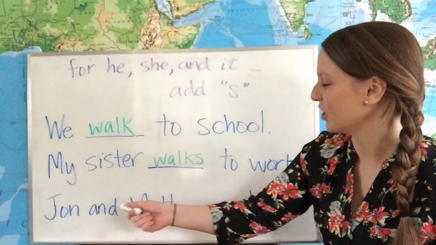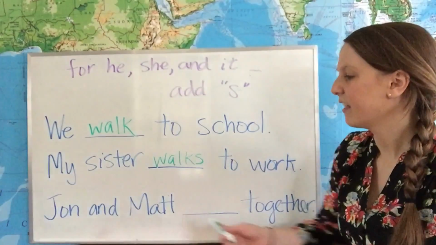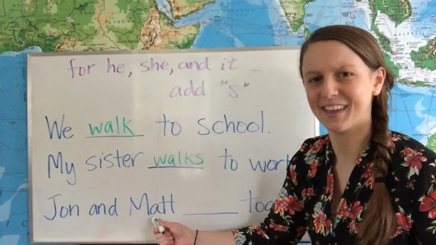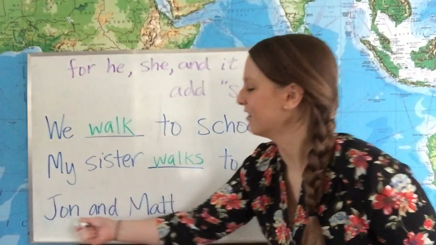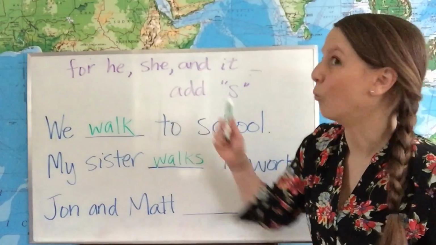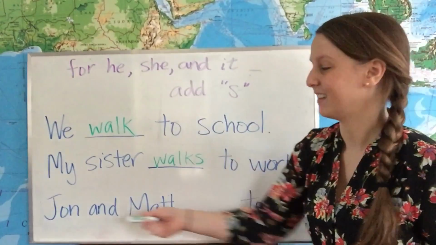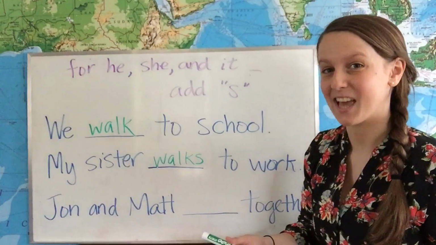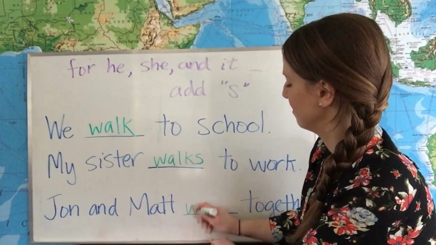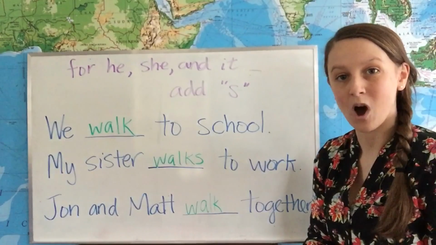Finally, John and Matt walk together. Now, John is like he, and Matt is like he, but together, the subject is like we. It's not he, she, or it. Together, the subject is like we. So we don't add s. John and Matt walk together.